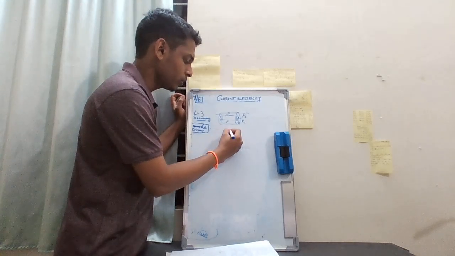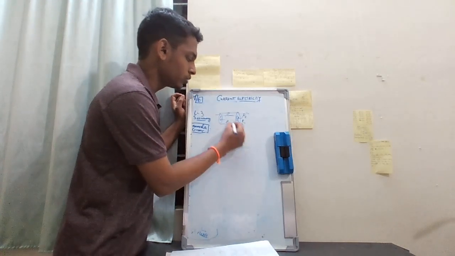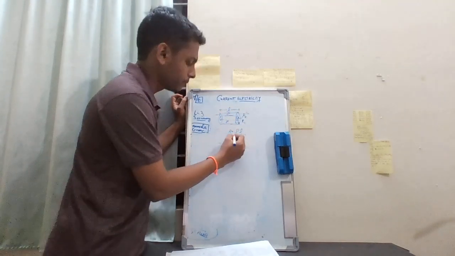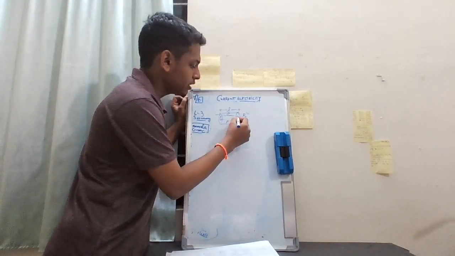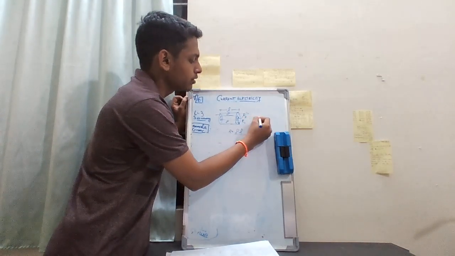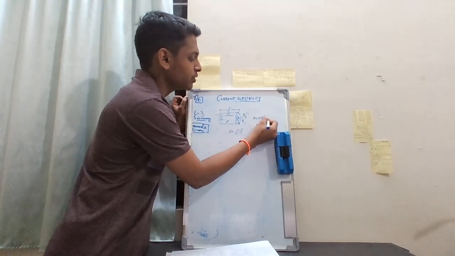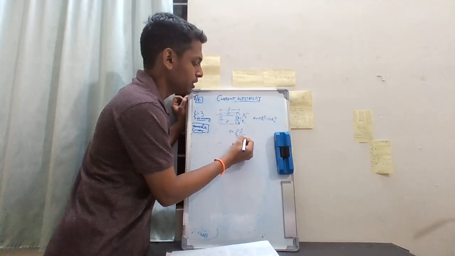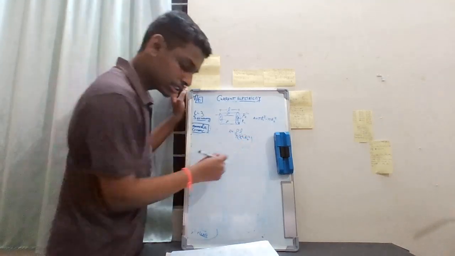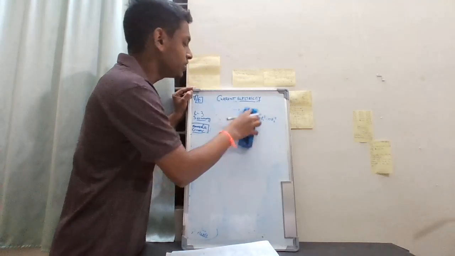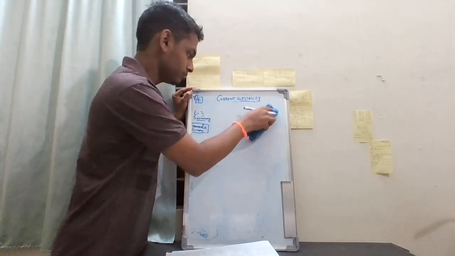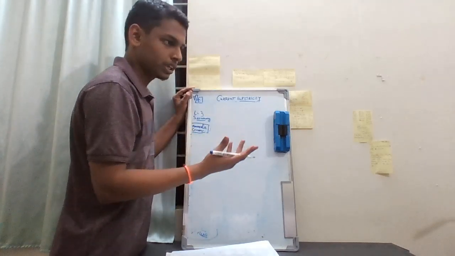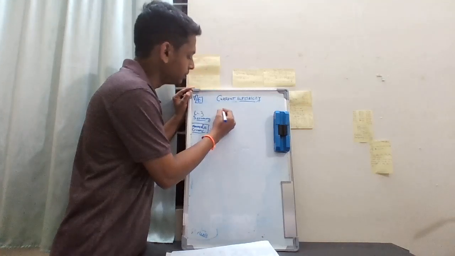So R equals rho, where the length through which the current passes is L, so rho L by the area, which is pi R1 square minus pi R2 square. So it is pi times (R1 square minus R2 square). This is our answer. But what if it is not uniform? Then we'll consider an example, which is example 3.